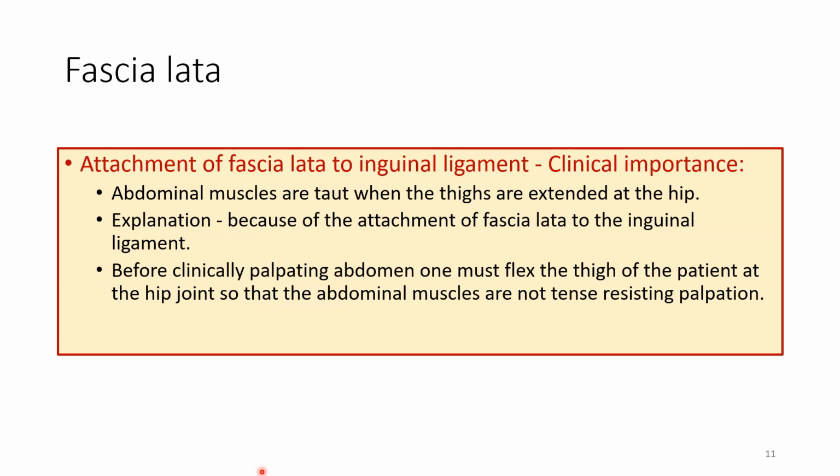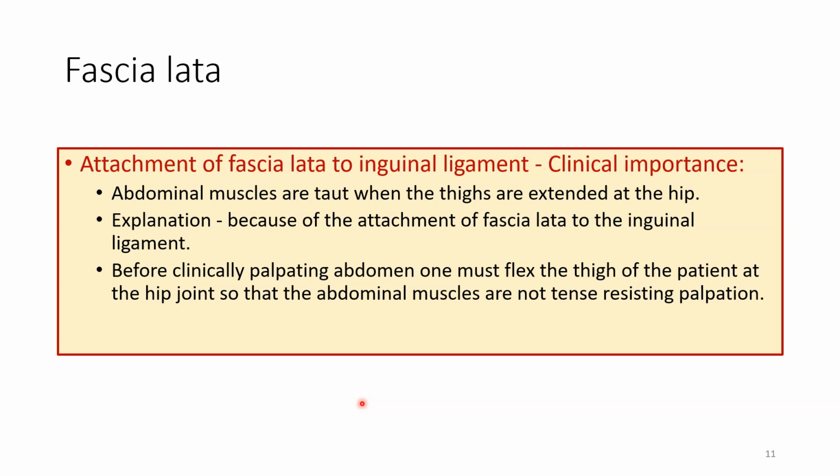What is the clinical importance of fascia lata? So its attachment to the inguinal ligament has importance. The abdominal muscles are taut when the thighs are extended at the hip, because of the attachment of fascia lata to the inguinal ligament. The abdominal muscles will be taut when the thighs are extended at the hip joint.